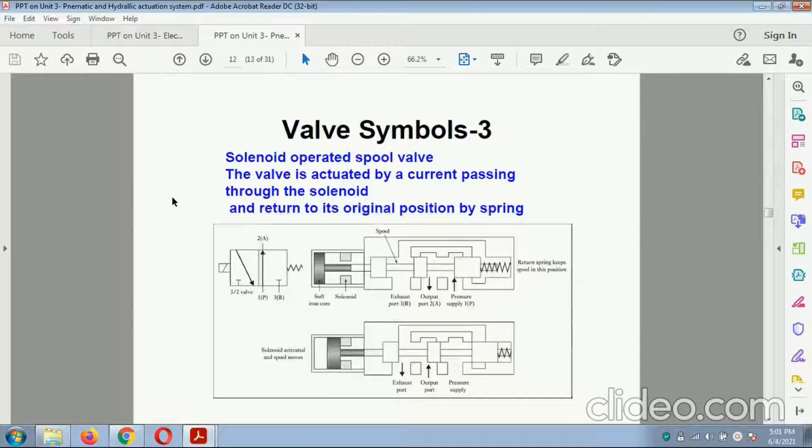And this is the construction of these input and output valves. Valve 3, solenoid operated spool valve. The valve is actuated by a current passing through the solenoid and returned to its original position by the spring. So this is the direction and this is the working, the return of the spring to the original position with the help of this solenoid.